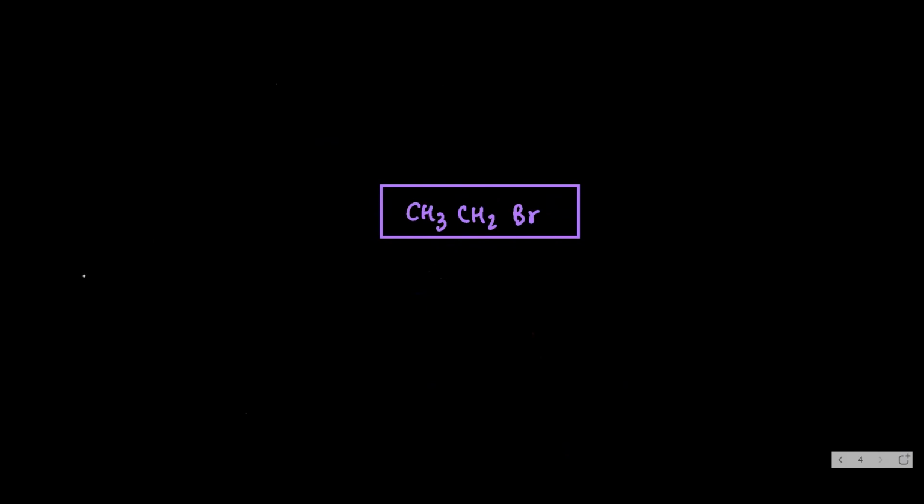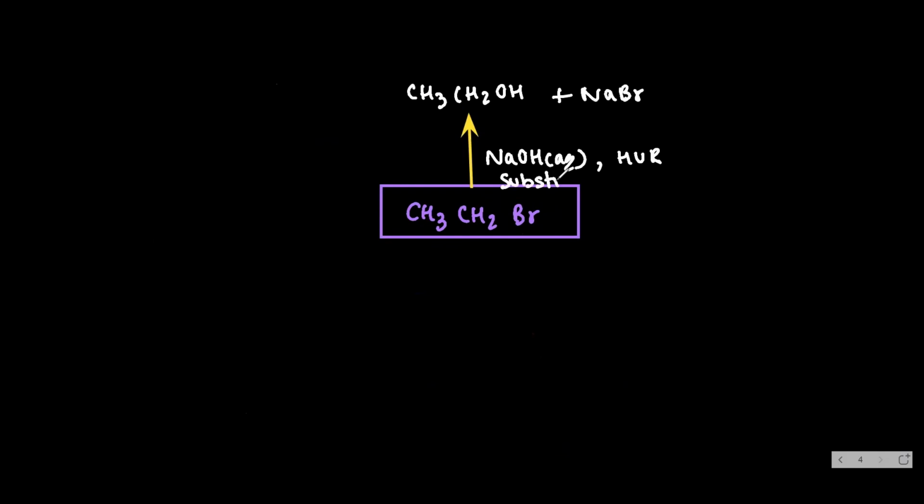Now, if you decide to react bromoethane with NaOH in the form of an aqueous solution, and you give heat under reflux as a condition, what's going to happen is the OH is going to act as a nucleophile and replace the bromide from the compound. So it's going to form CH3, CH2, OH, and the Na will catch up with the bromine and form NaBr. This type of reaction is nucleophilic substitution.